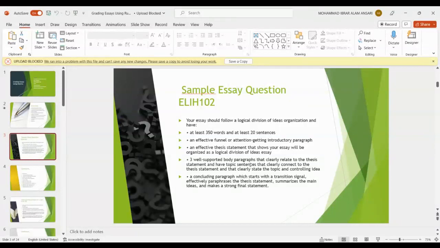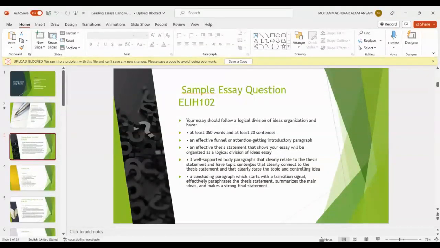Another important point is an effective funnel or attention-getting introductory paragraph. That means a student has to start saying something in general, and then move to a particular thing related to the topic. So moving from general to particular, which is in the shape of a funnel, that's why we call it a funnel background.